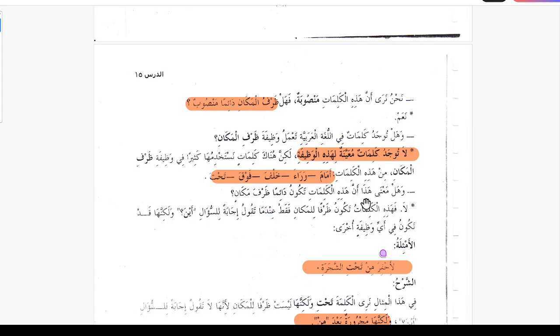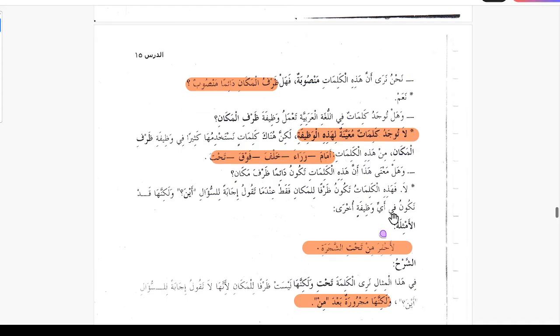Wahal mana haza, does it mean anna hazihil kalimati tukunu daiman zarfa makanin? Does it mean that these words are always zarfu makan? La, no. These words become the zarfan lil makani, the adverb, the zarfu makan, fakat, only indama tukulu ijabatan liswali aina, when they tell you the answer of the question aina. Again, if they give you the answer to the question aina, only then we call them zarfu makan.